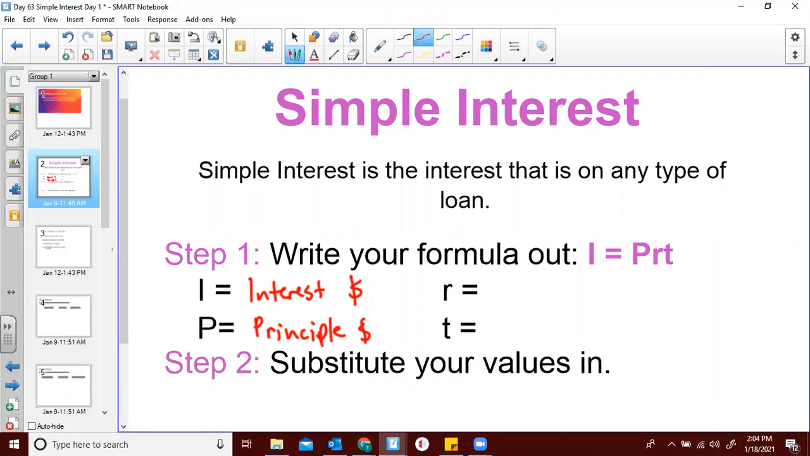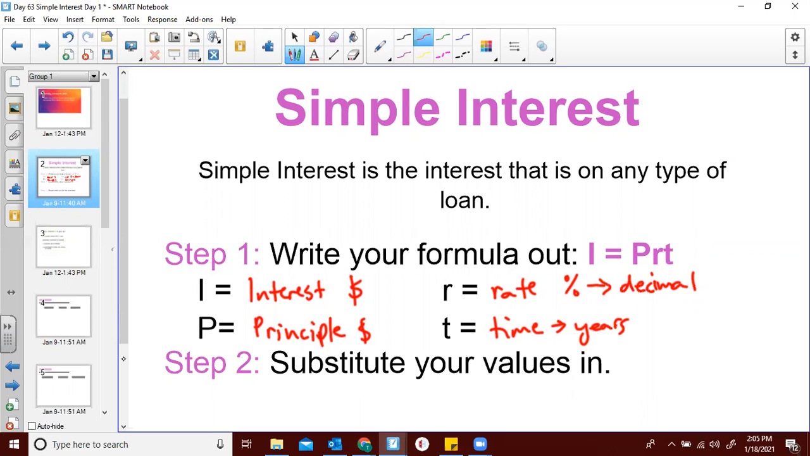Our R is our rate, and that's going to be a percent. That's the way they're usually going to give it to us, but we want to put it into a decimal. So don't forget about the double dip method. And last but not least is time. It is very important that you note that time is going to be in years. So if they give you 6 months, that would be half a year, right?